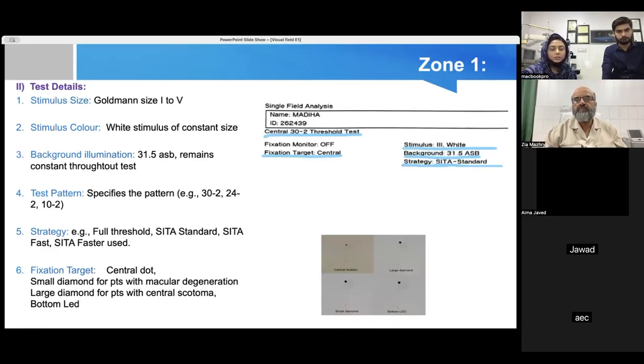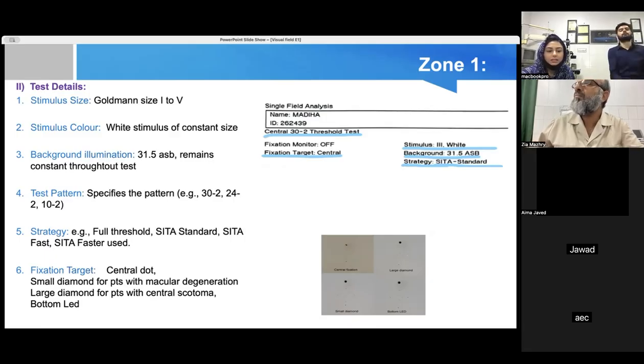Test details consist of the stimulus size ranging from size 1 to size 5. Size 3 is the normal size which we use, and it is equal to 4 millimeter square, and a white stimulus of constant size, that is 3, is used. The background illumination is set at 31.5 apostilb, and it remains constant throughout the test. The test pattern identifies the specific grid pattern, which can be 30-2, 24-2, 10-2. The strategies which can be applied are the full threshold, SITA standard, SITA fast, and SITA faster.